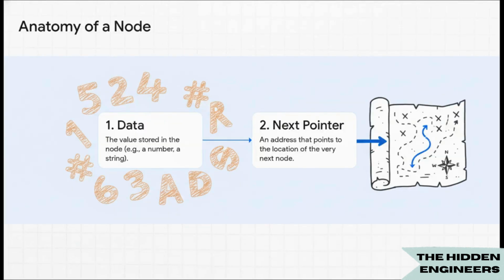Let's break that down. You see the two parts right here. The data is the easy bit. That's your information. The real magic is in that next pointer. Think of it like a breadcrumb trail or a treasure map clue. Each node doesn't know about the whole list. It only knows its own data and exactly where to find the very next node in the sequence. It's a chain of knowledge.